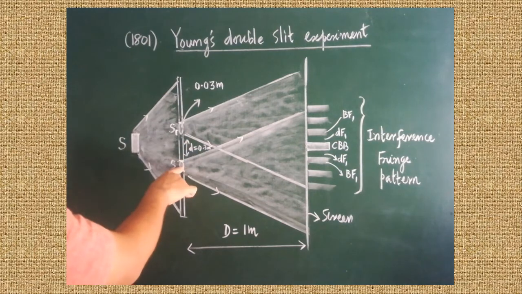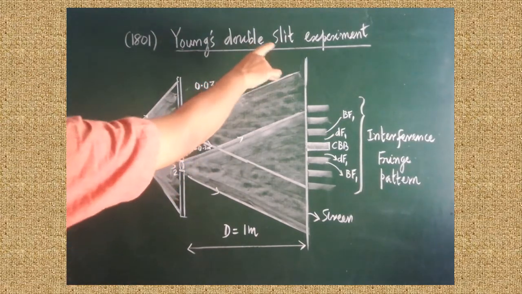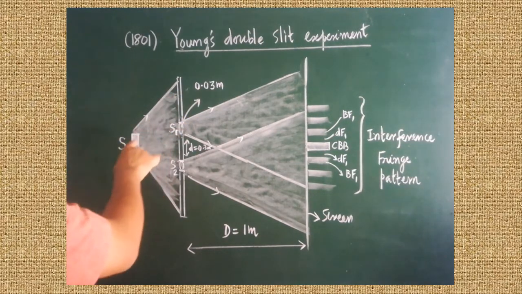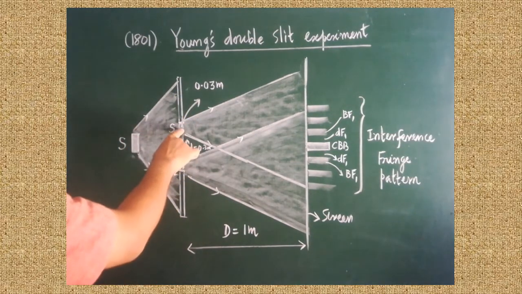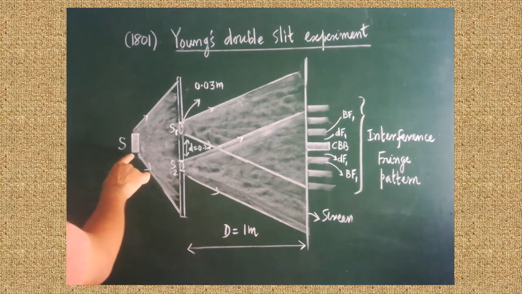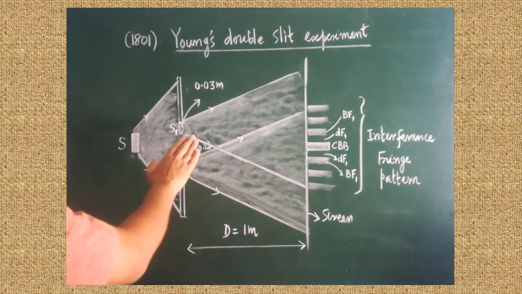Two holes are made. These two holes are called slits: slit number 1 and slit number 2. That's why this is called the double slit experiment. One real source is kept, from which the light is emitted. The two slits are illuminated by the light. Preferably it should be monochromatic light. A single colored lamp must be used.